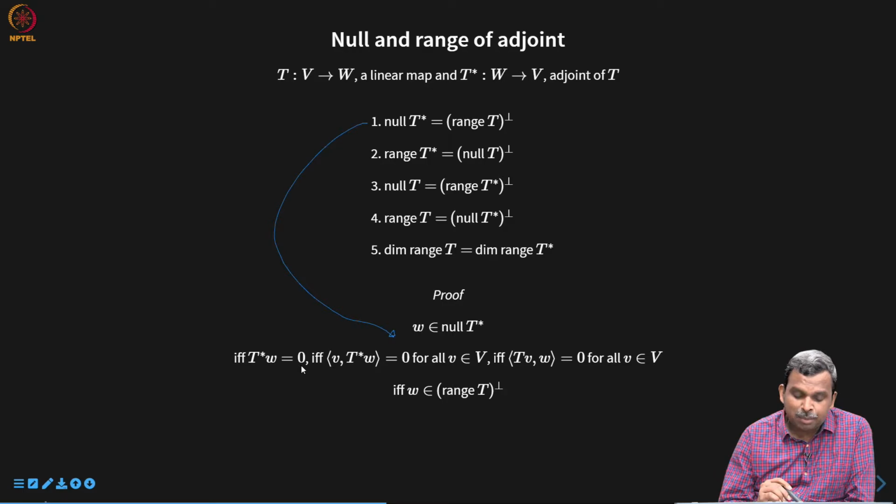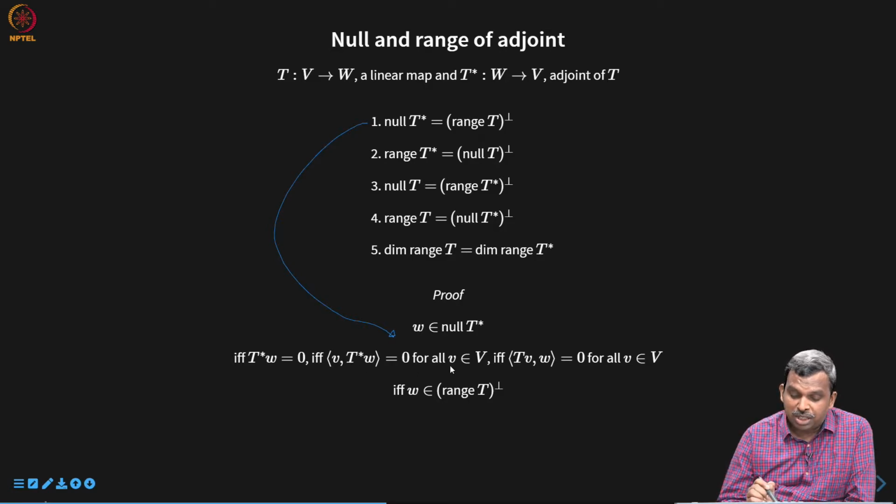This T star w is 0, you can also write in an inner product form, and this inner product form is very important. This is true if and only if the inner product of v and T star w is 0 for all v in V. It's not too difficult to imagine. You take a w, T star w itself becomes 0, so clearly the inner product of v and T star w will be equal to 0 for all v in V.